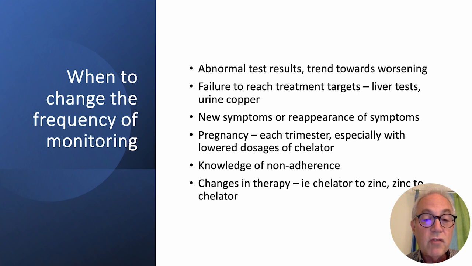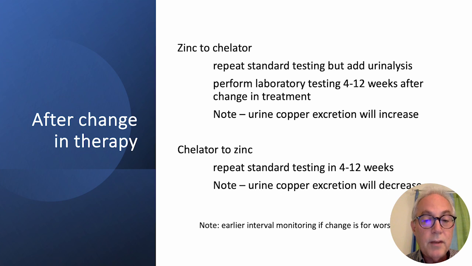If patients change therapy from chelators to zinc or zinc to chelators, then we would want to repeat the standard testing. For those going from zinc to chelator, we should now be doing urine analysis along with the core testing, and we want to do this somewhere between 4 to 12 weeks after the change in therapy. For these individuals, urine copper excretion will increase. If they go from chelator therapy to zinc therapy, we want to repeat again the testing in that 4 to 12 week period. In this case, the urine copper excretion is going to decrease, typically to under 100 micrograms a day over time.